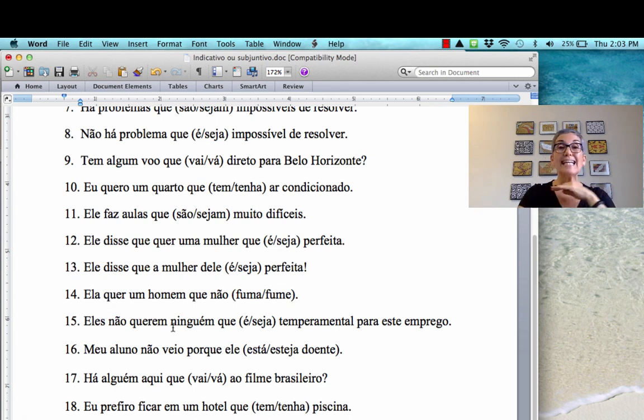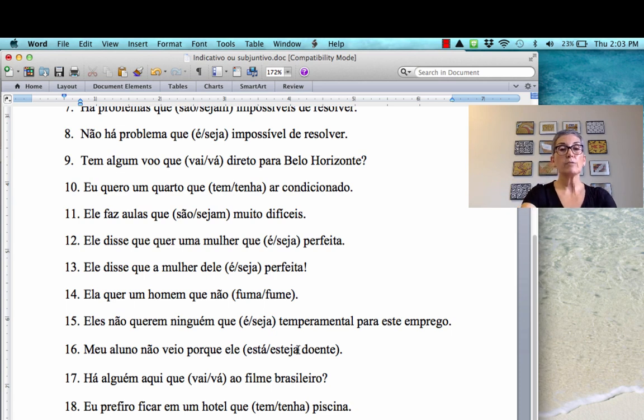Eles não querem ninguém que, blá, blá, blá, temperamental para este emprego. So they don't want anybody who is temperamental for this job, for this position. Então, eles não querem ninguém que seja temperamental. Negative, ok? And you have the verb querer. Ninguém que seja, subjuntivo.